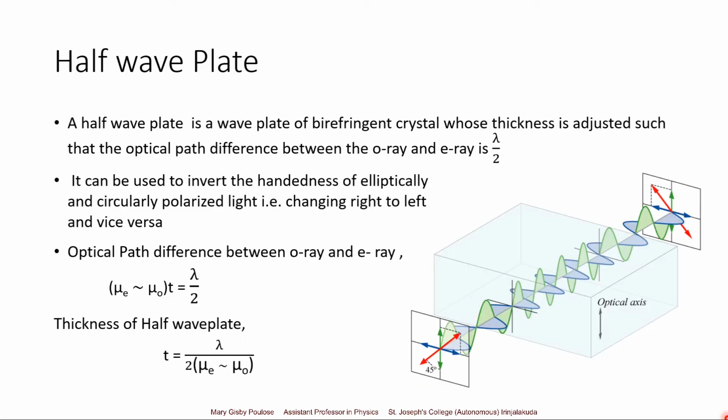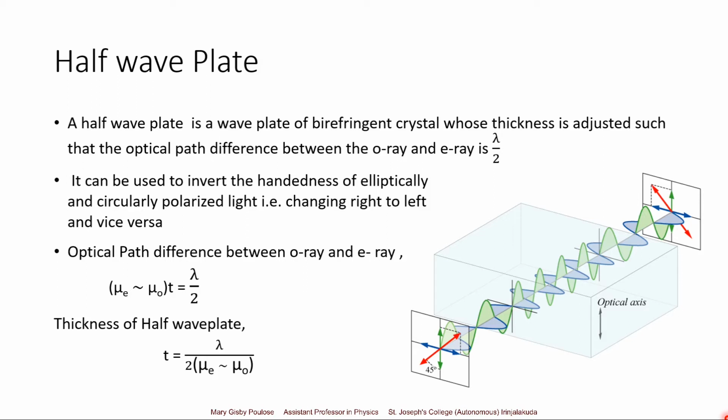Now, a half wave plate is a wave plate of birefringent crystal whose thickness is adjusted such that the optical path difference between the O ray and E ray is lambda by 2. Hence, the phase difference will be pi. These plates are used to change or invert the handedness of elliptically and circularly polarized light, that is, changing right to left and vice versa.